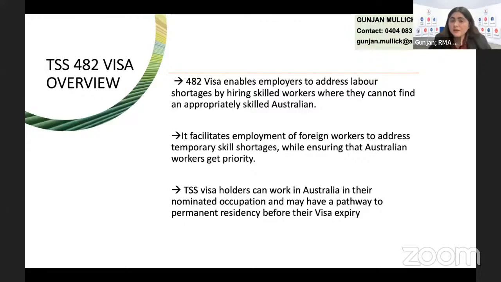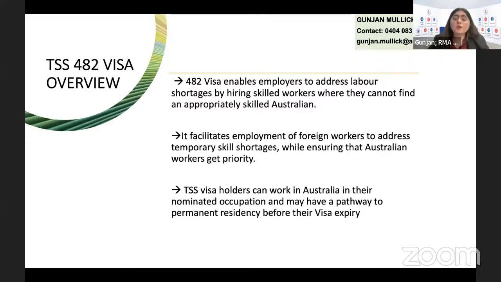What that means is that if the employer is not able to find a skilled person in the market, they are finding a skilled migrant, because they're not able to find local labor in the market. So it facilitates employment of foreign workers to address temporary skill shortages while ensuring that Australian workers get priority. Now, I'll explain in later slides what they mean by Australian workers getting priority, because if the work is not being offered to an Australian worker, if they're not able to do labor market testing, if they're not able to find a person in the local labor market, why are they offering the job to the other migrant and not the Australian worker.